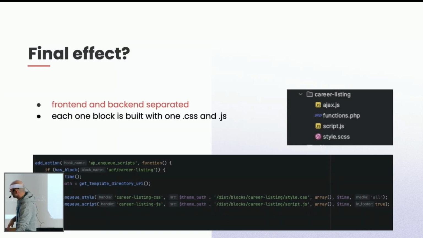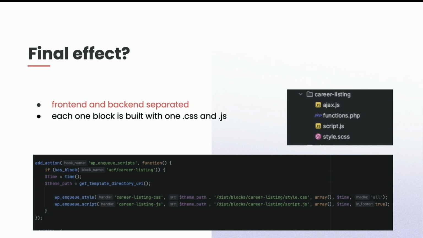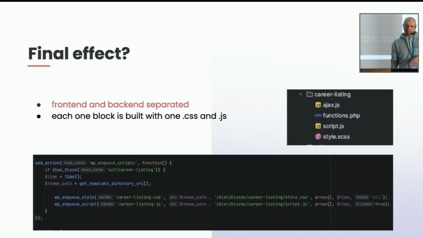And what is the final effect of this? First of all, we have a cleaner architecture. So we have front end and back end totally separated. It was our first goal when we were building the Juniper boilerplate. And something additional to that is that when you are decomposing the whole theme, you are able to easily separate CSS or JS for each Gutenberg component.